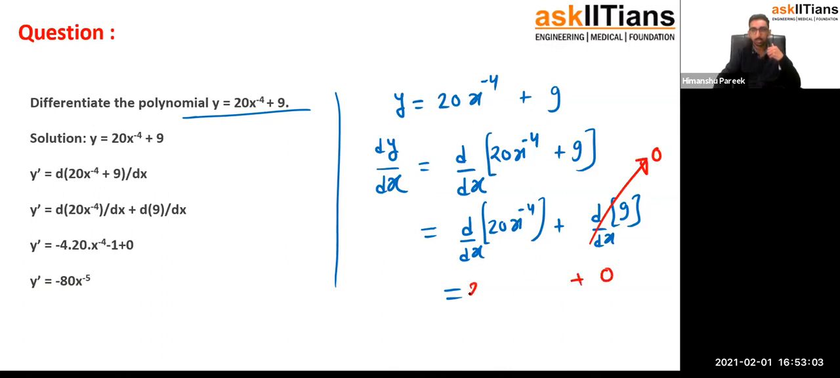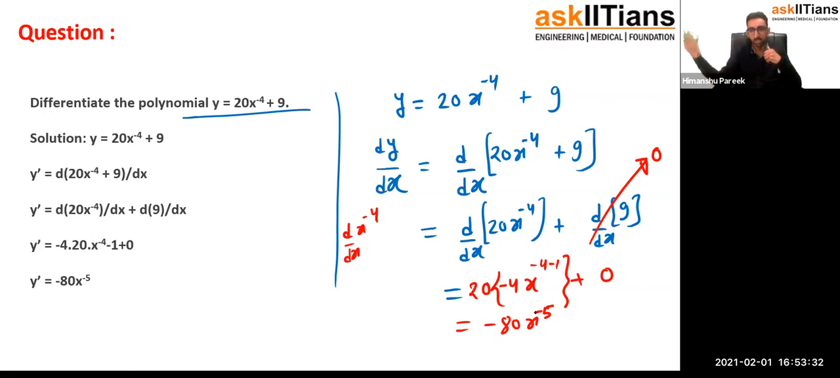What about this, guys? Take 20 outside, and then d by dx of x power minus 4. So n x power n minus 1. So n is minus 4, x power n minus 1, minus 4 minus 1, which will give you minus 80 x power minus 5. Just apply the formula, guys. You can do it easily. All right. So that's the way you do the differentiation.